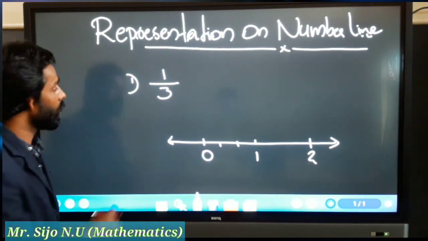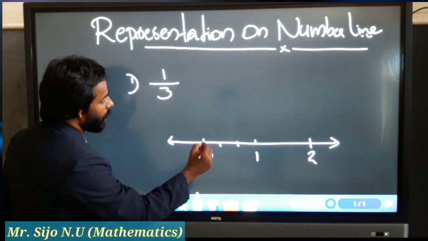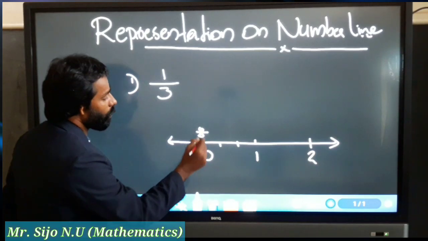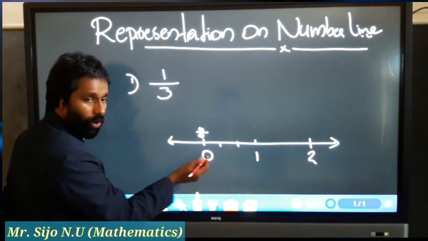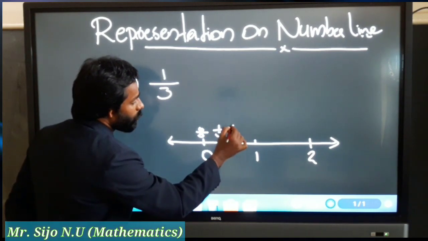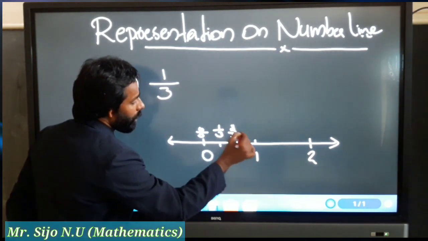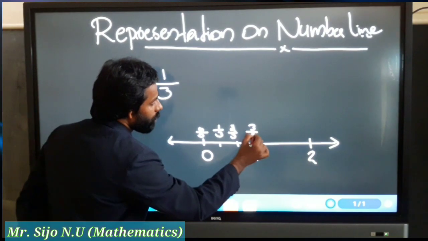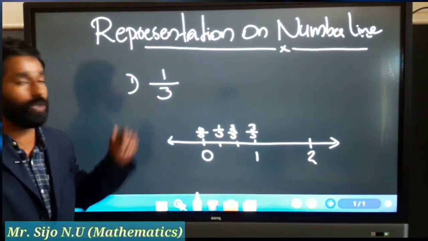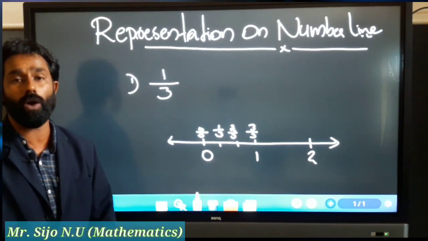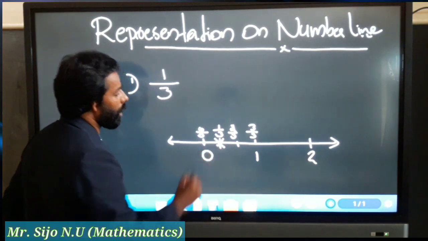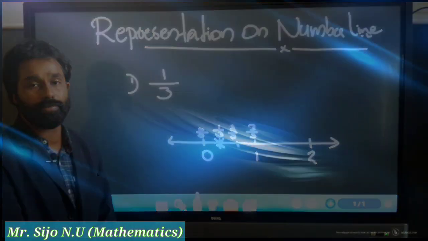Now what do we have to do? In this position, we can write 0/3. Next this point we can mark as 1/3, then this is 2/3. Now here it's 3/3. Well, what's our task? Of course, to represent 1/3 on the number line. Where is its position? Here we got the position 1/3 on the number line.